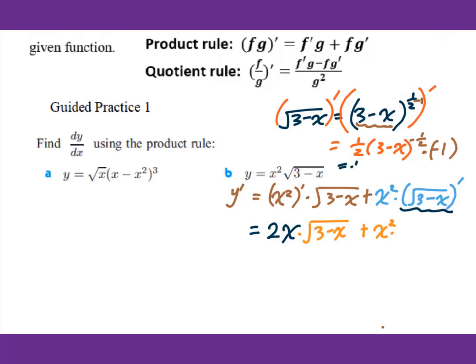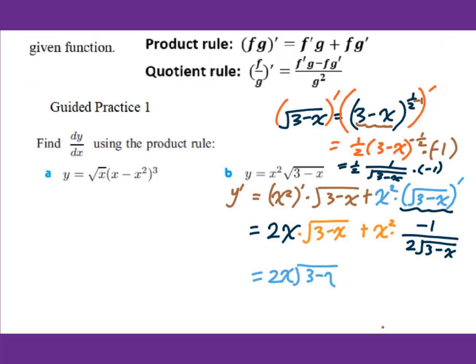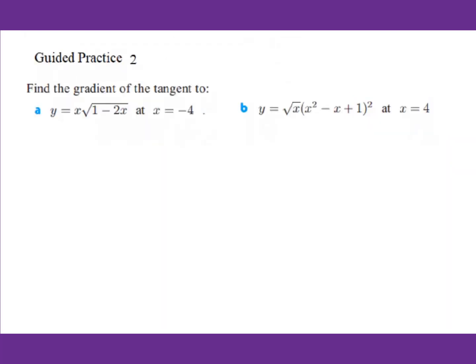So you will get the 1/2, 1 over square root 3 minus x, times negative 1. So we organize over here, you will get negative 1 over 2 square root 3 minus x. One more step: 2x square root 3 minus x minus x squared over 2 square root 3 minus x. Yeah, that's the answer. Let's go to guided practice 2.